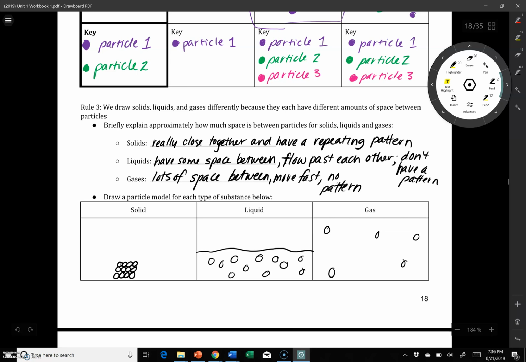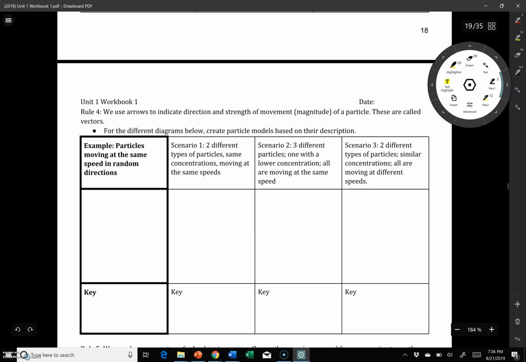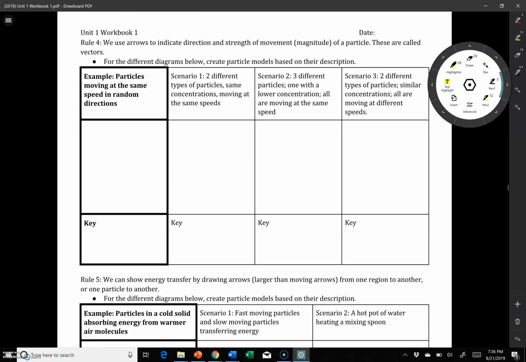Okay, lots of space between them, and we're going to get into how they move, but they move randomly, they don't interact, there is no pattern. Okay, so our next example.